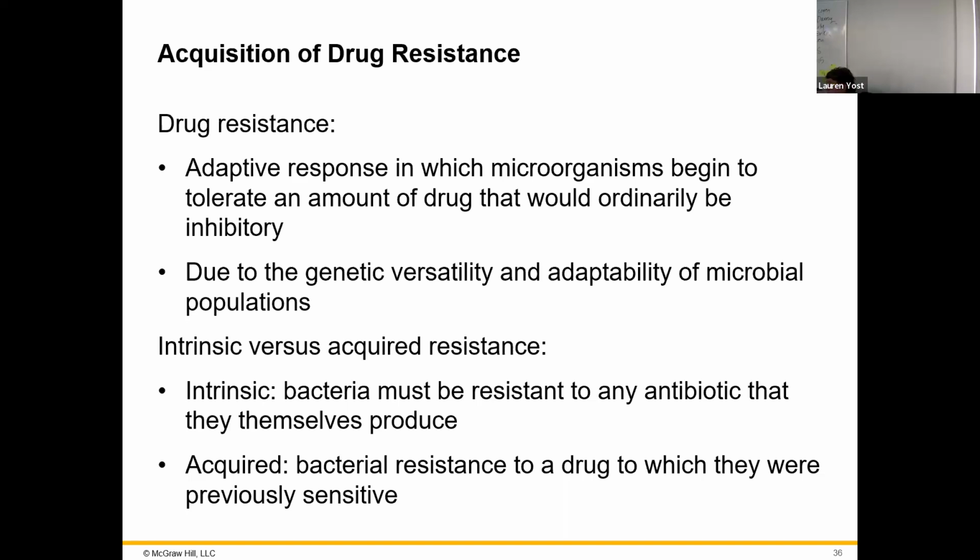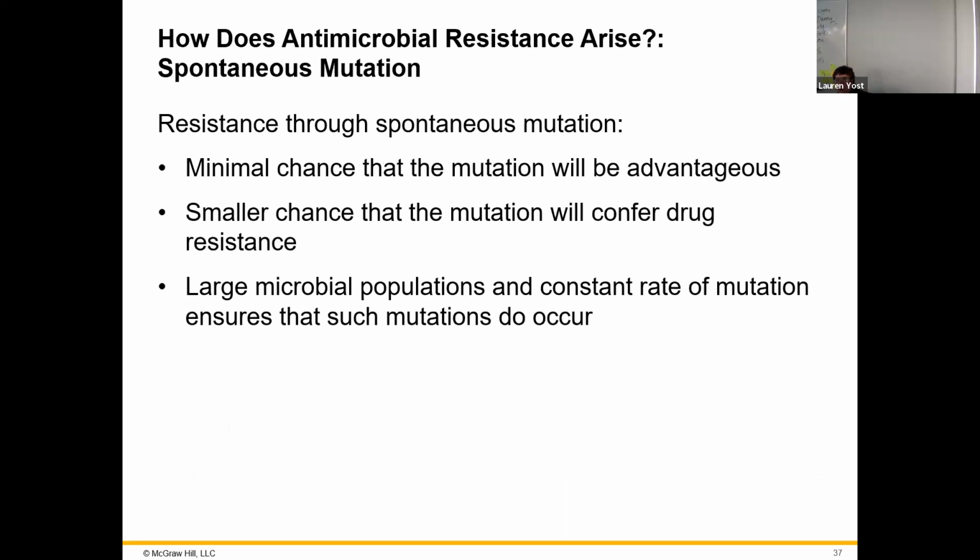Acquired drug resistance is where we're exchanging our genes. Remember those different ways that we can exchange genetic information in bacteria, that horizontal gene transfer? We had transformation, which we replicated in our lab simulation. We have transduction, which is through phage infection. And we have sex pilus conjugation. So we can shuttle it between the bacteria that way too. That would be acquired resistance.